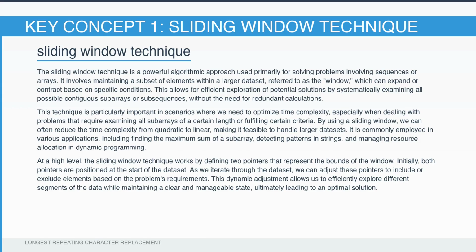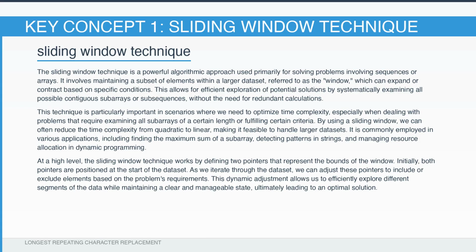This technique is particularly useful when time efficiency is crucial. By using a sliding window, we can often transform a problem that might take quadratic time, like checking every possible combination, into one that runs in linear time. This is essential for larger data sets, as it keeps our solutions feasible.